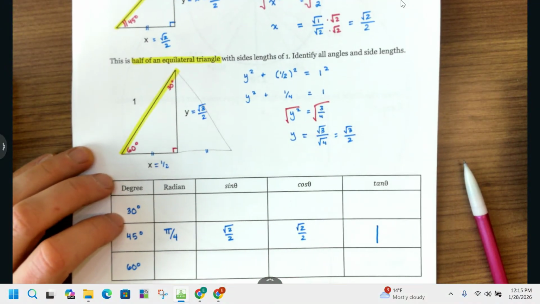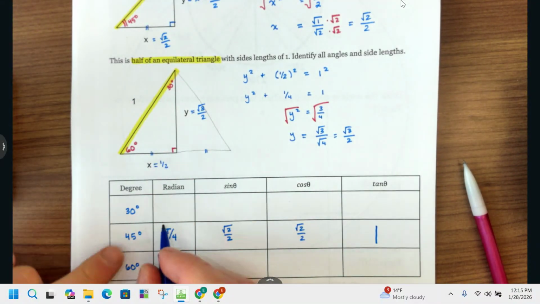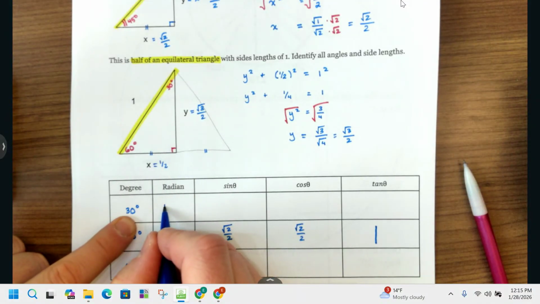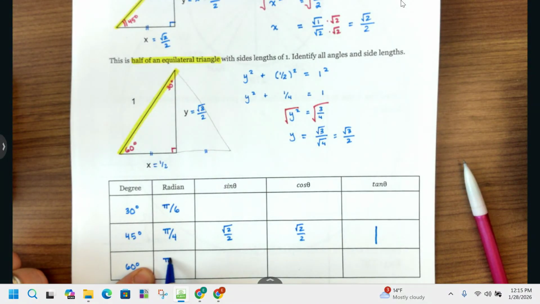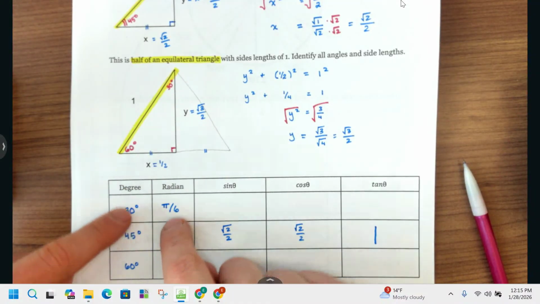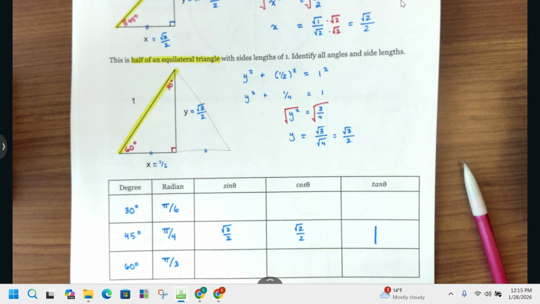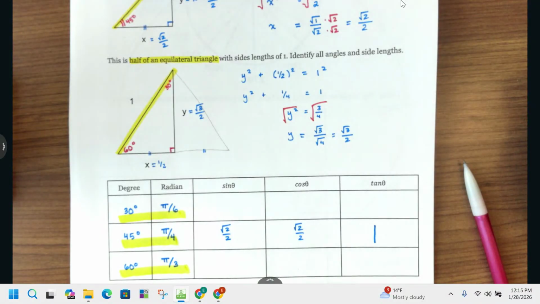Okay, so here we go. Now that we know this information, let's solve some of this. So 30 degrees is the same as pi over 6, and 60 degrees is the same as pi over 3. We learned about this last class. I would memorize these 3 guys. This one, and this one. Just know those. It'll make your life easier.